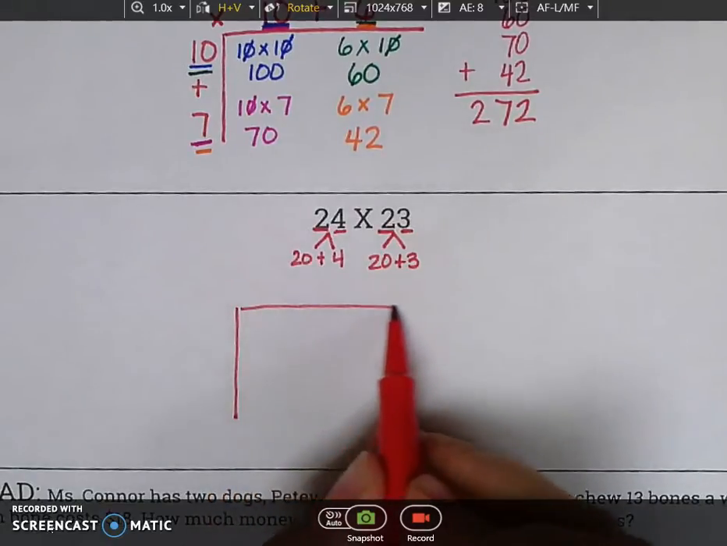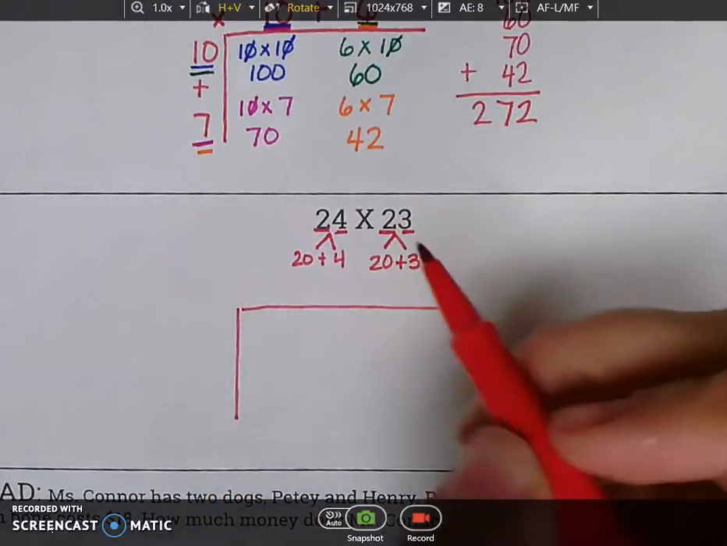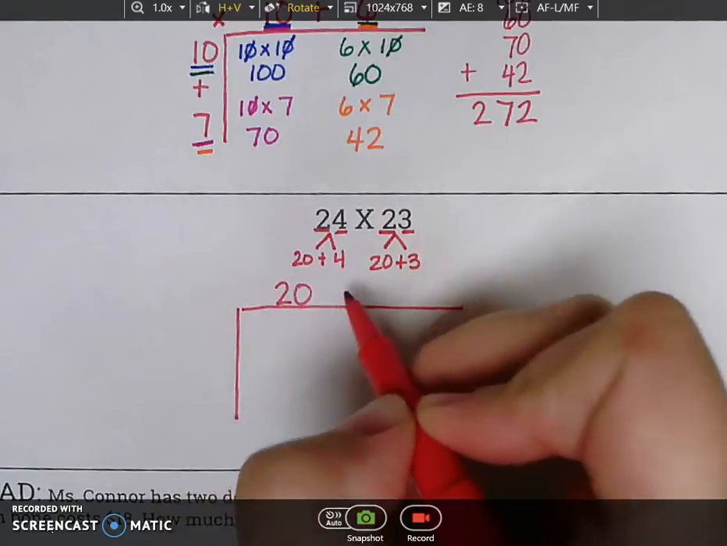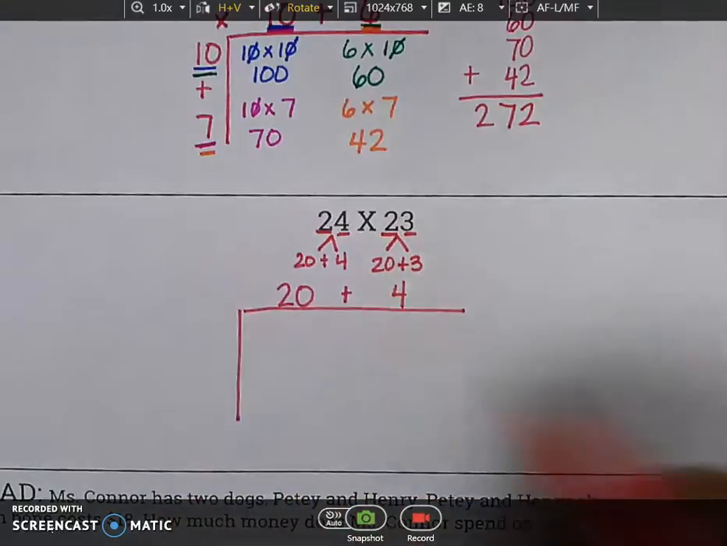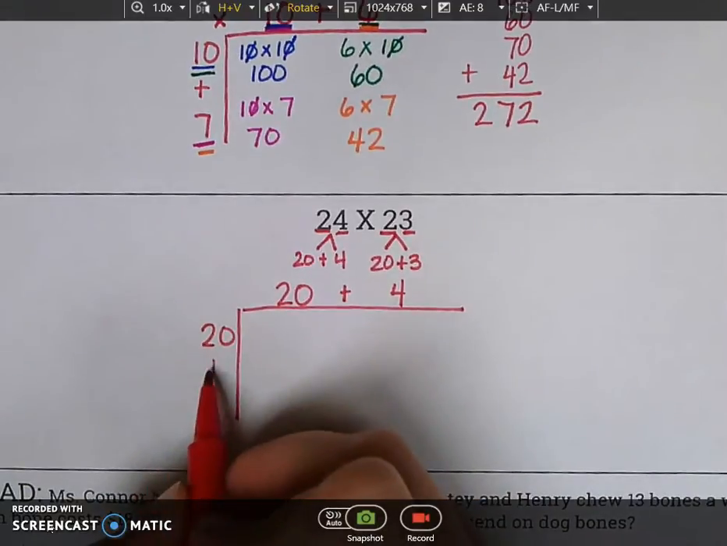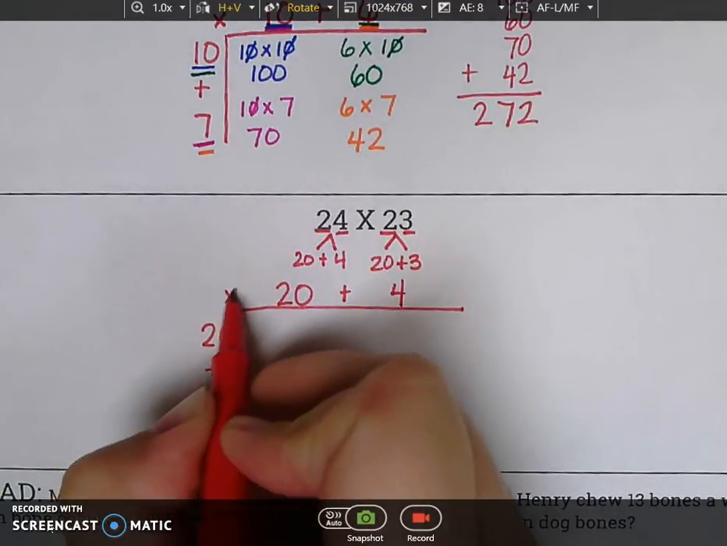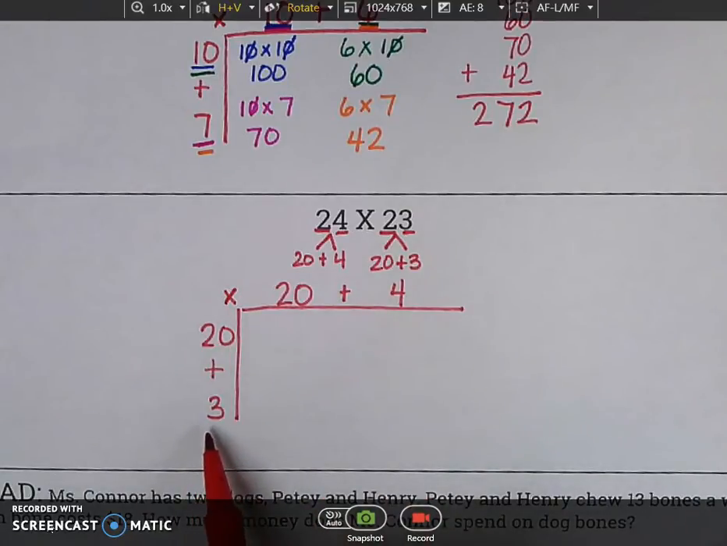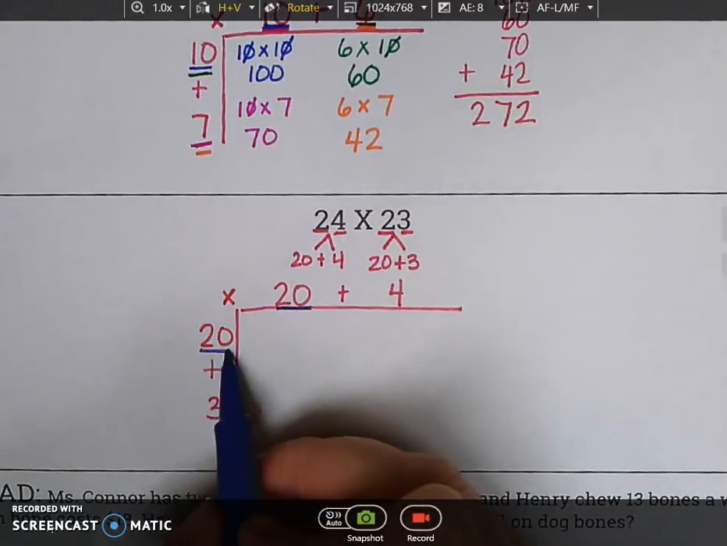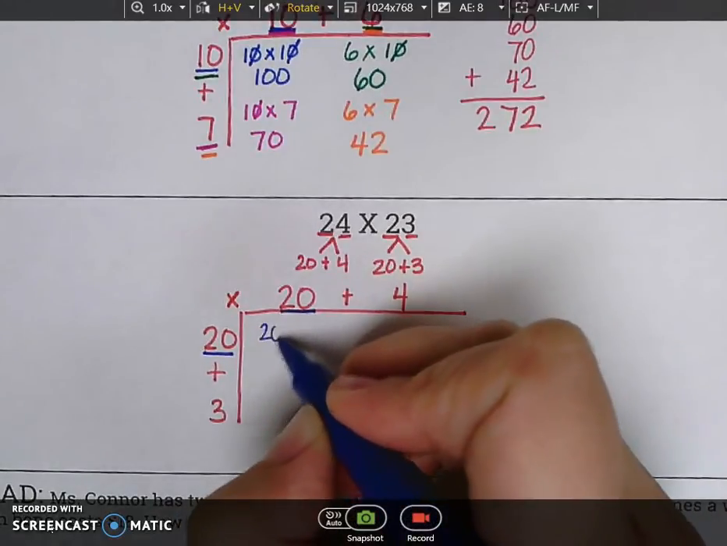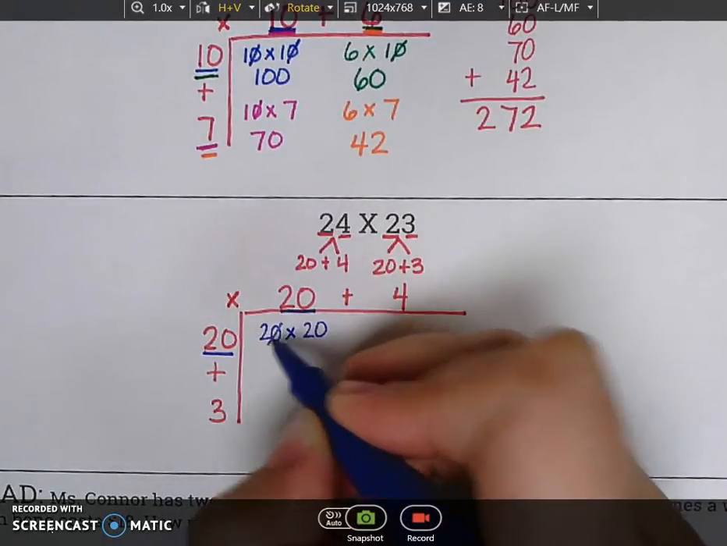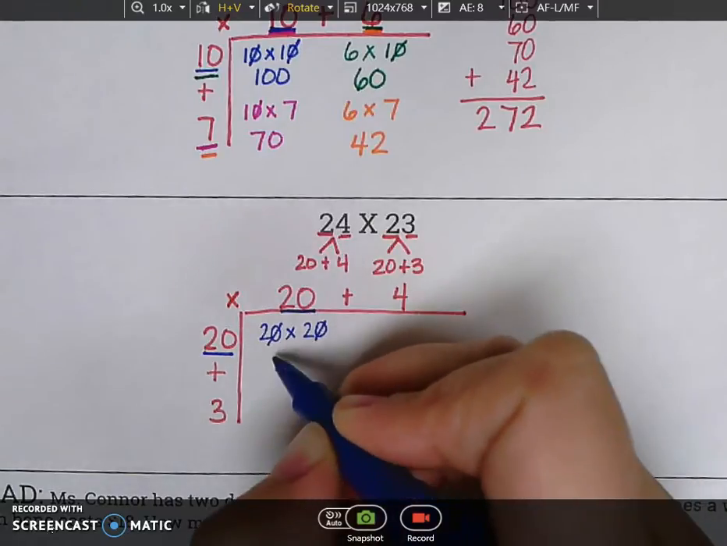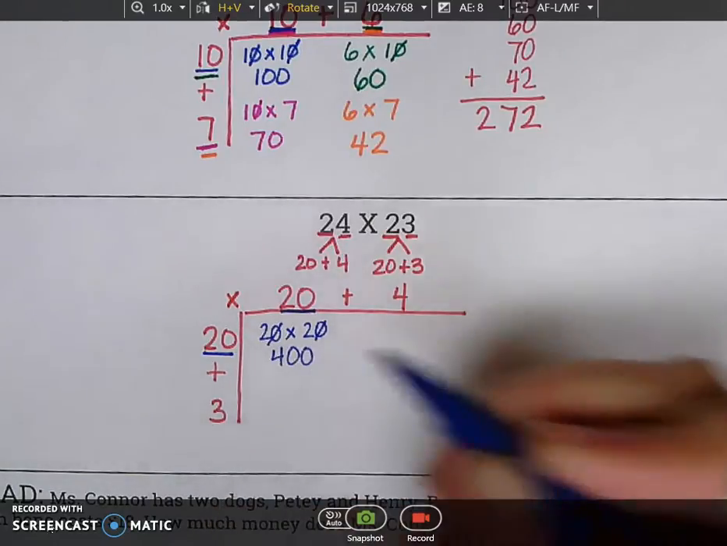So let's draw out my half a box here. So we're multiplying 24, so broken down, 20 plus 4, times 23, 20 plus 3. And remember, we're multiplying these two. So I'm taking each of these times each of these. So firstly, let's multiply this 20 times 20. Cancel out those zeros. 2 times 2 is 4. Add those 2 zeros back on. 400.